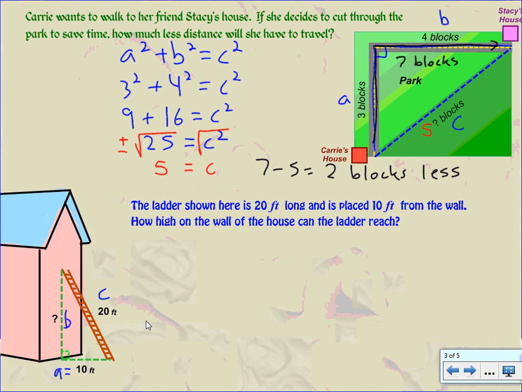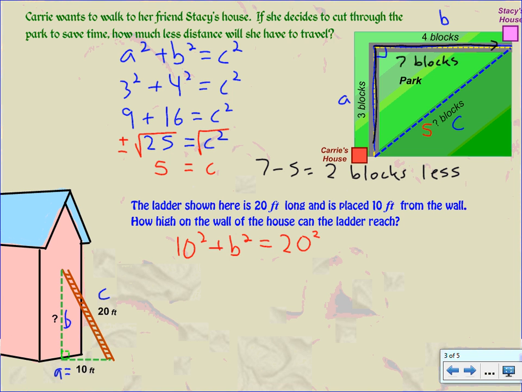So now I'm going to plug these values into our Pythagorean theorem. So we have a squared, that's 10 squared, plus b squared. Well, we don't know what b is, so for now it's going to be b squared. And that's going to equal our hypotenuse squared, which is 20 squared.